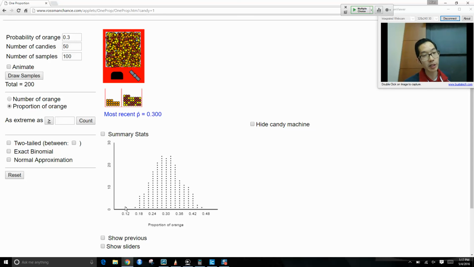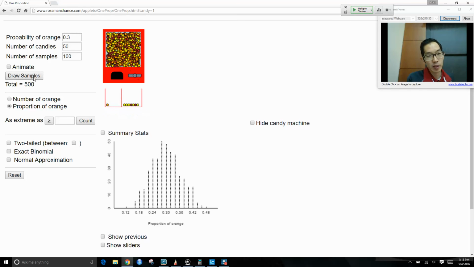Every now and then, this one only had 12% orange, which means that there were only 6 orange pieces out of a random sample of 50. It doesn't happen very often, but it could happen. And we do see that proportions of about 28, 30, and 32%, these 3 middle bars right here, are still the most common. So let's just keep building this up.